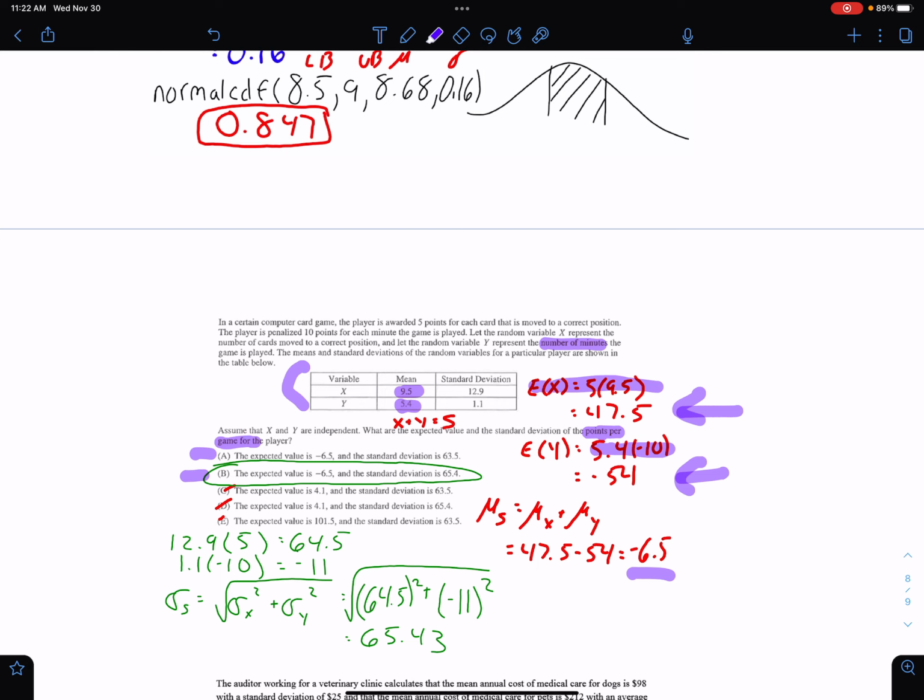And then make sure when you find the variances, you just need to multiply the standard deviation of X by 5, multiply standard deviation of Y by negative 10. And then you don't add those two together. You have to square them to find their variances, and then you can square root it after you have their variance. So it should be choice B.